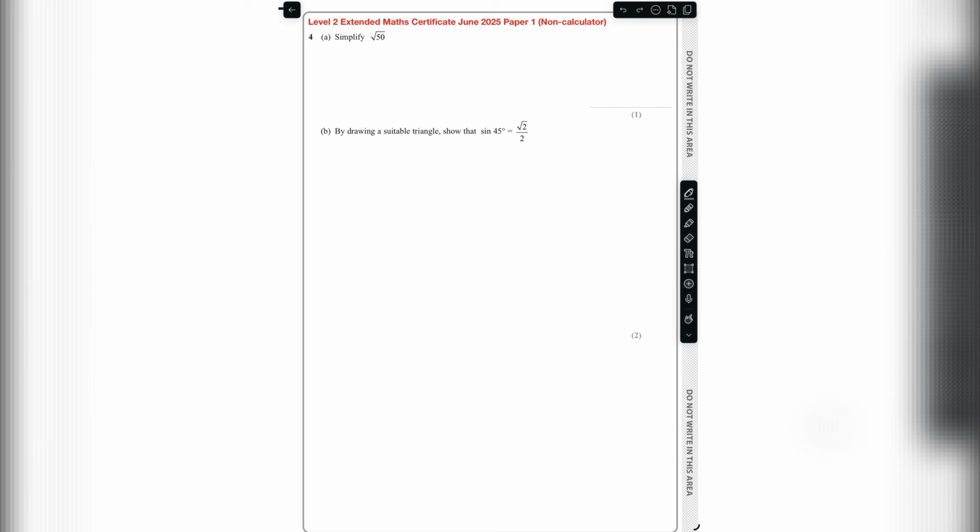So root 50 can be written as root 25 multiplied by root 2, and root 25 is 5, so the final answer is just 5 root 2. In the second part of this question, we are told that by drawing a suitable triangle, show that sine 45 equals root 2 over 2.